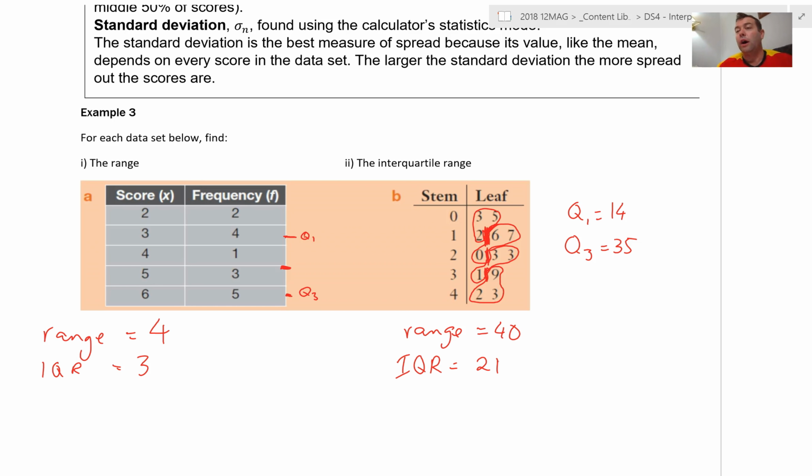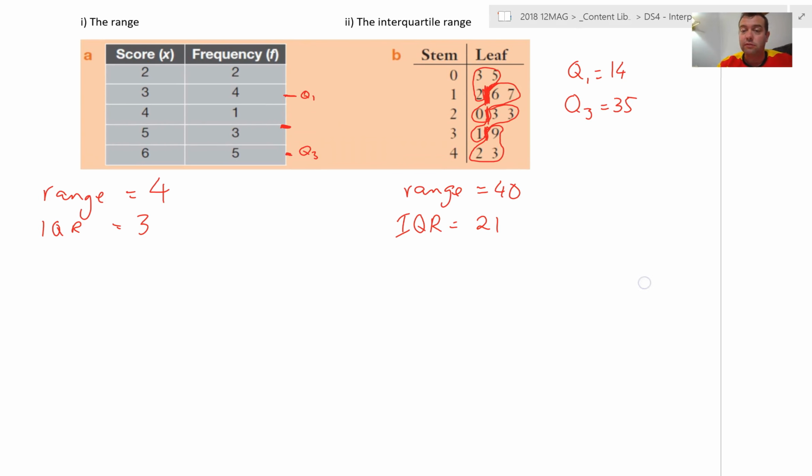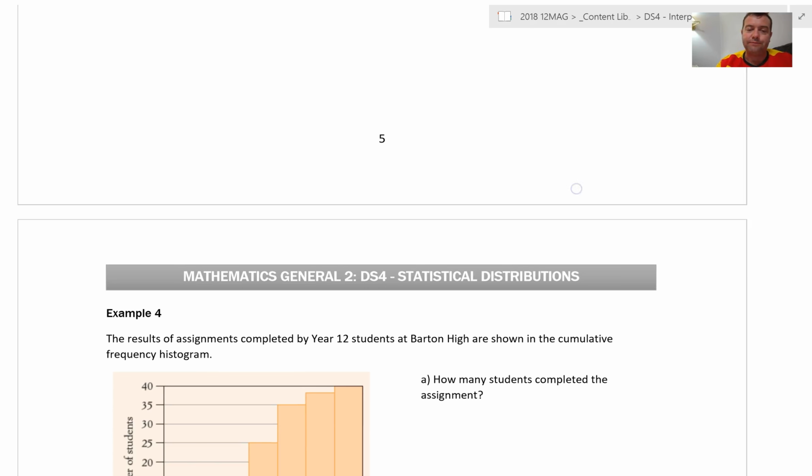Okay, if you have a Casio FX82AU Plus 2, like this one here, you'd think that I work for Casio, but I don't. If you have one of these, you can work out the interquartile range on that. I wouldn't switch just for the sake of that. They are cheap at the moment, probably. Anyhow, that's the first part.